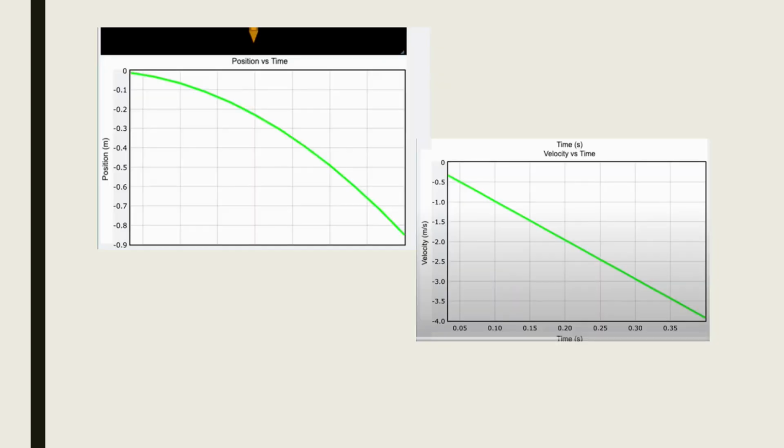Here's the Sharpie marker moving downward, and then there's the position versus time graph, which has a curve and a negative slope, which is expected due to the acceleration of gravity. Then the velocity versus time graph and the position and time data the model produced.